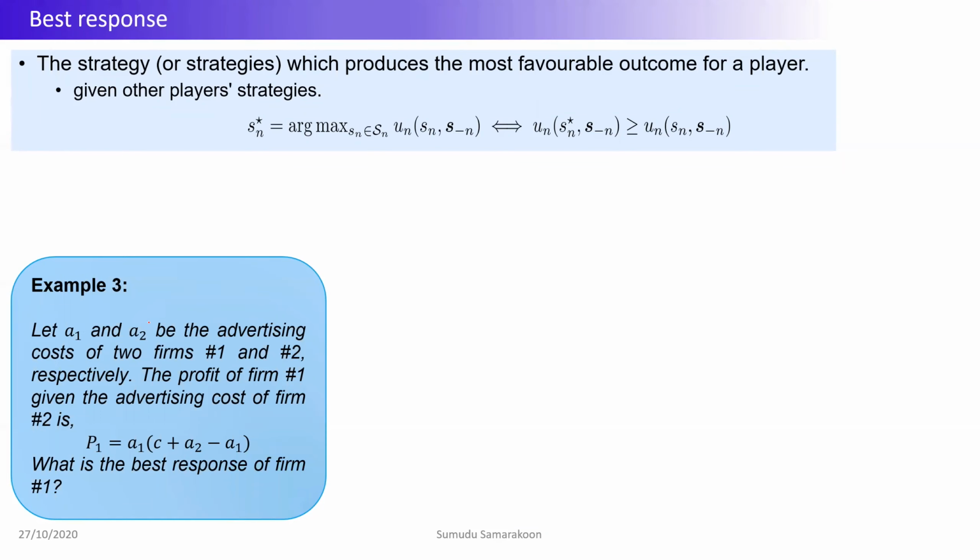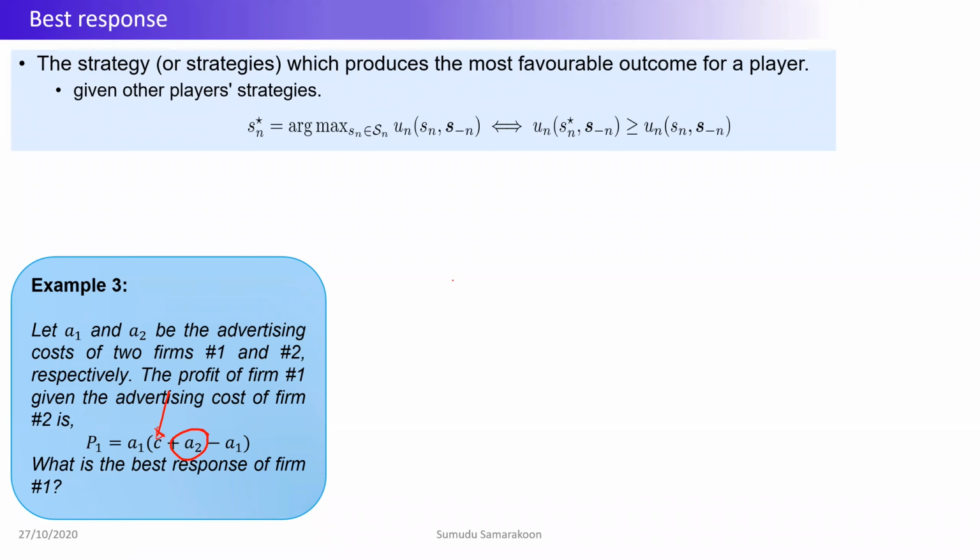Okay, let's check another example. Let A1 and A2 be the advertising costs of two different firms, and the profit of firm 1 given the advertising cost of firm 2 is given by this expression. We know A2 is the advertising cost of firm 2, it is given, and here C is a constant, and P1 is the profit. So the question is, what is the best response of firm 1?